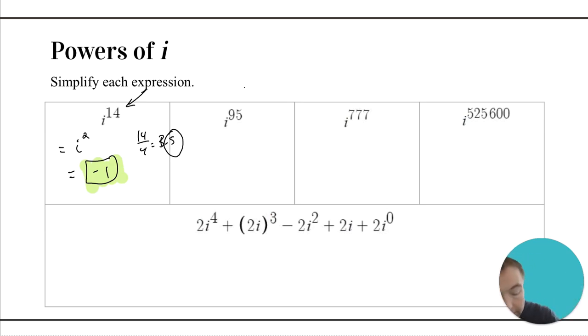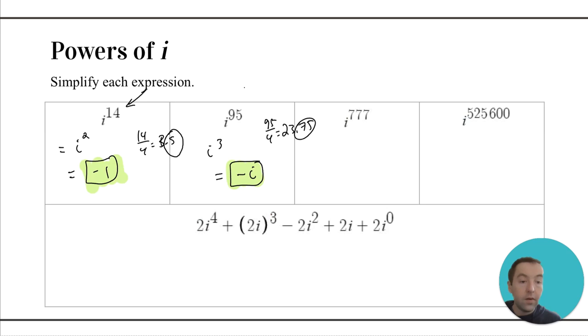If you have i to the 95th, do 95 divided by 4 and see what you're going to get. In that case, you're going to get 23.75. Okay, so it ended in 0.75. 0.75 means 3/4. So this is the same thing as i to the third then. And then you just have to know that i to the third is equivalent to -i, and then you're done.